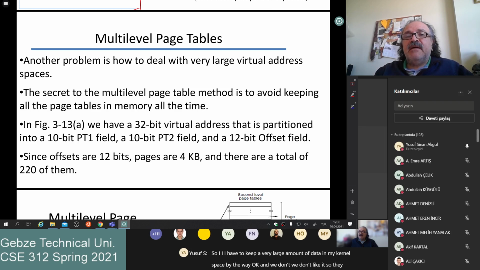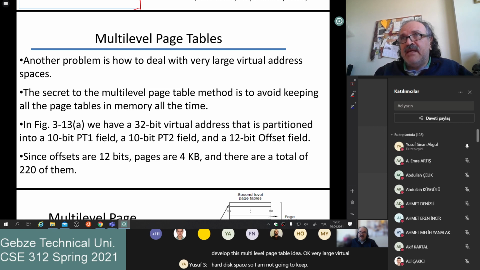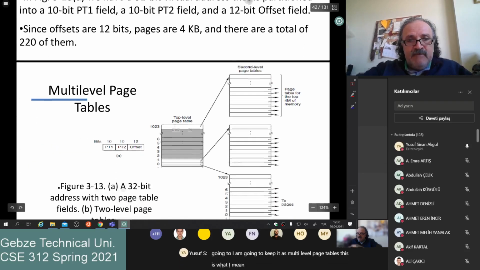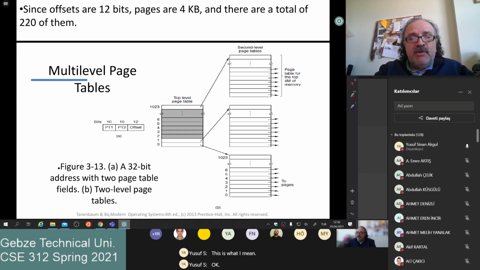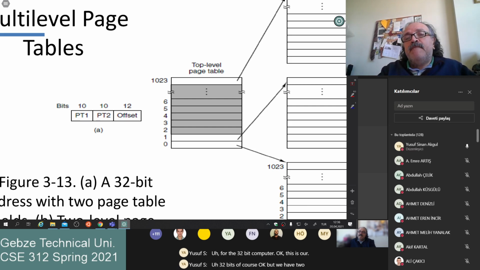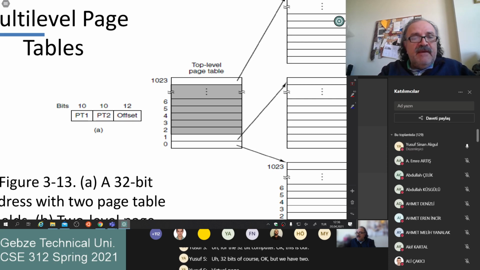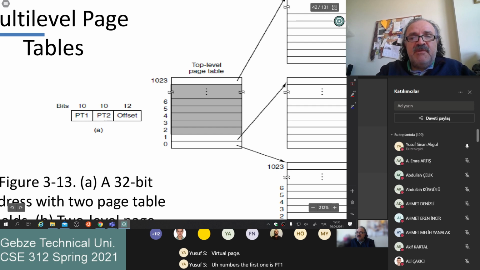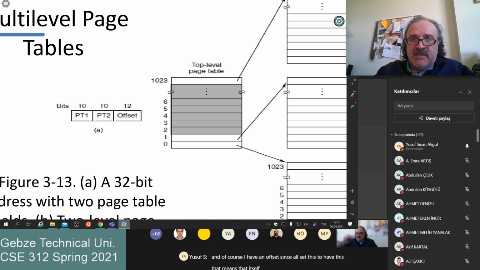So they developed this multi-level page table idea. For a very large virtual address space, I am not going to keep my whole page table as a single page table, but as multi-level page tables. This is what I mean. For a 32-bit computer, the addresses are 32 bits, of course. But we have two virtual page numbers. The first one is PT1, the second one is PT2, and of course I have an offset. Since the offset is 12 bits, that means 4K page sizes.